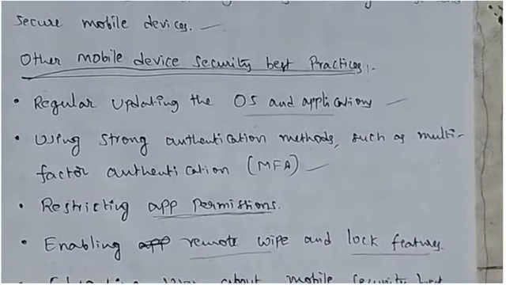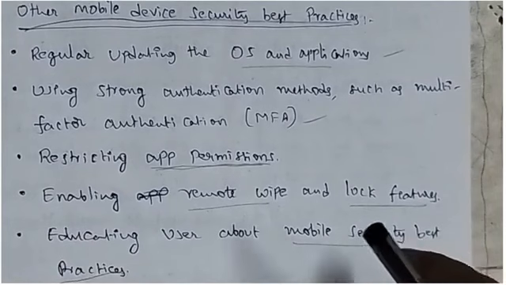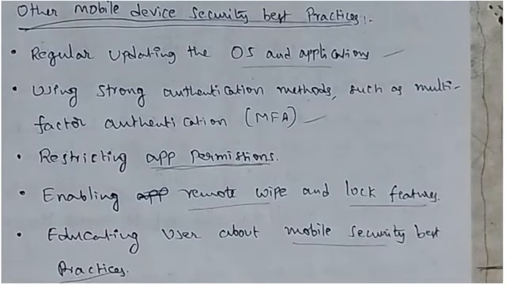What is the meaning of mobile security? Mobile security is a key point of cyber security and it involves using cryptography and network security to protect the mobile devices.